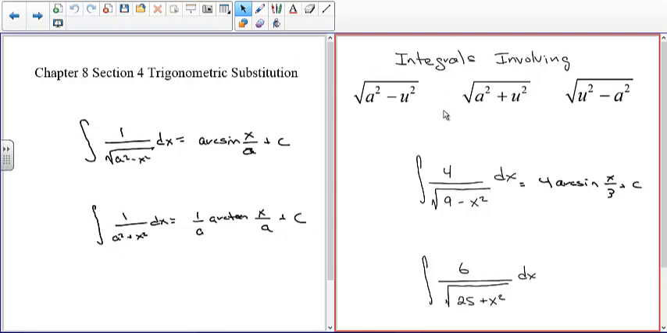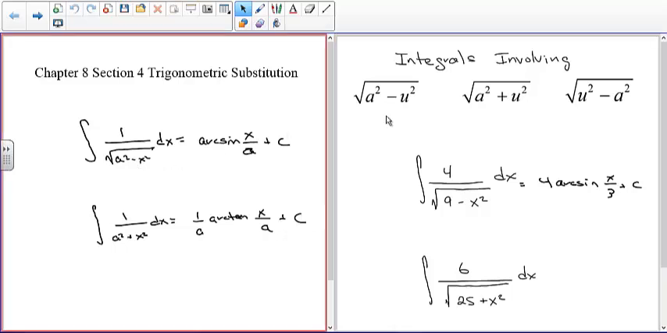So we're going to have integrals involving these three situations, where we have the square root of a squared minus u squared, the square root of a squared plus u squared, and the square root of u squared minus a squared. U is whatever we decide to use for u substitution. And if you look at what we've already dealt with, here we have a squared minus x squared, so that fits into this kind of situation. Here you may not think it does, but if I would square this, then I would end up with that. So even though sometimes it doesn't look like it fits into these forms, it does.